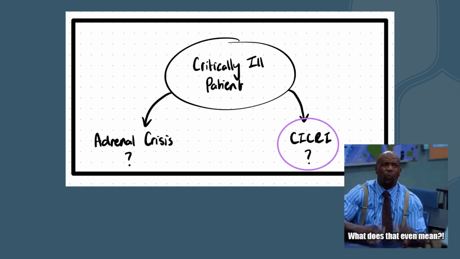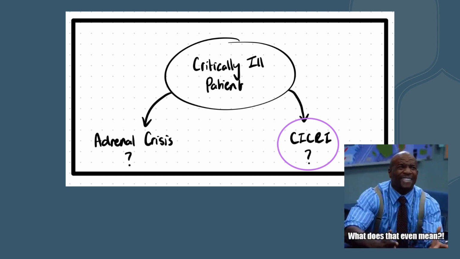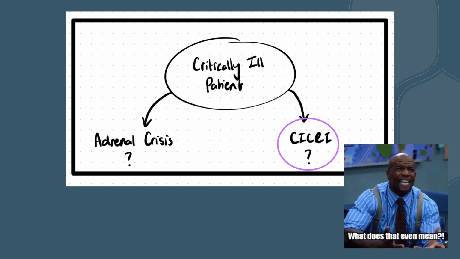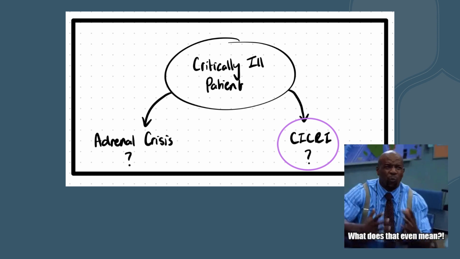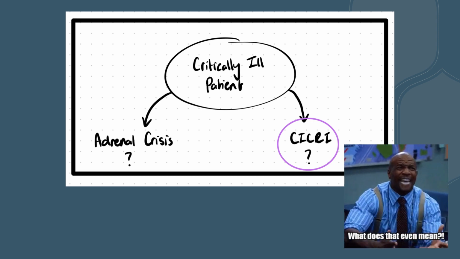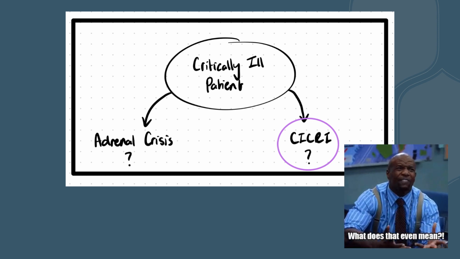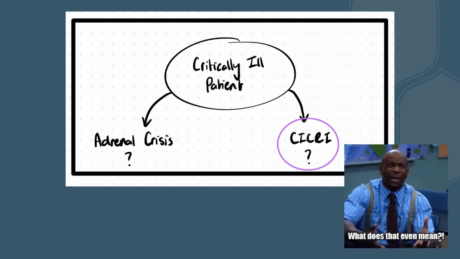So in the ICU, we need to think about our critically ill patient, and if we only consider the adrenal glands, what are the options really? So is the cause of this adrenal, yes or no? And if it is, is this an adrenal crisis, or a CIRCI, C-I-R-C-I, actually. And we'll go through each of those now.